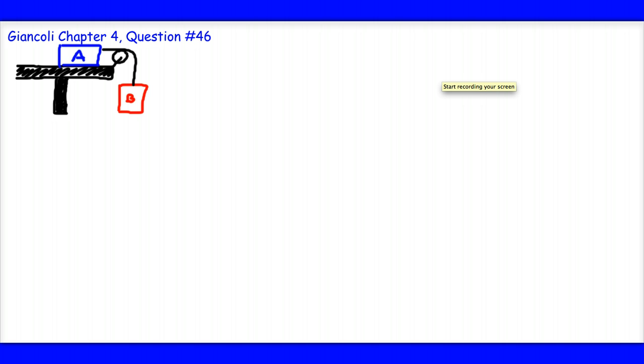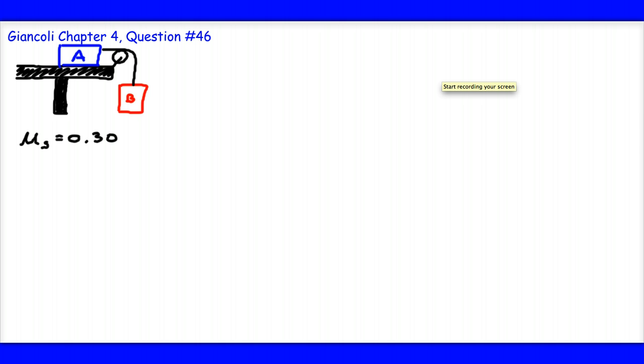So I've made a sketch of that figure on the board, and the only thing that we know is that the coefficient of static friction is 0.30. We can see from the sketch that block B is falling, and block A is being pulled horizontally to the right across the table.